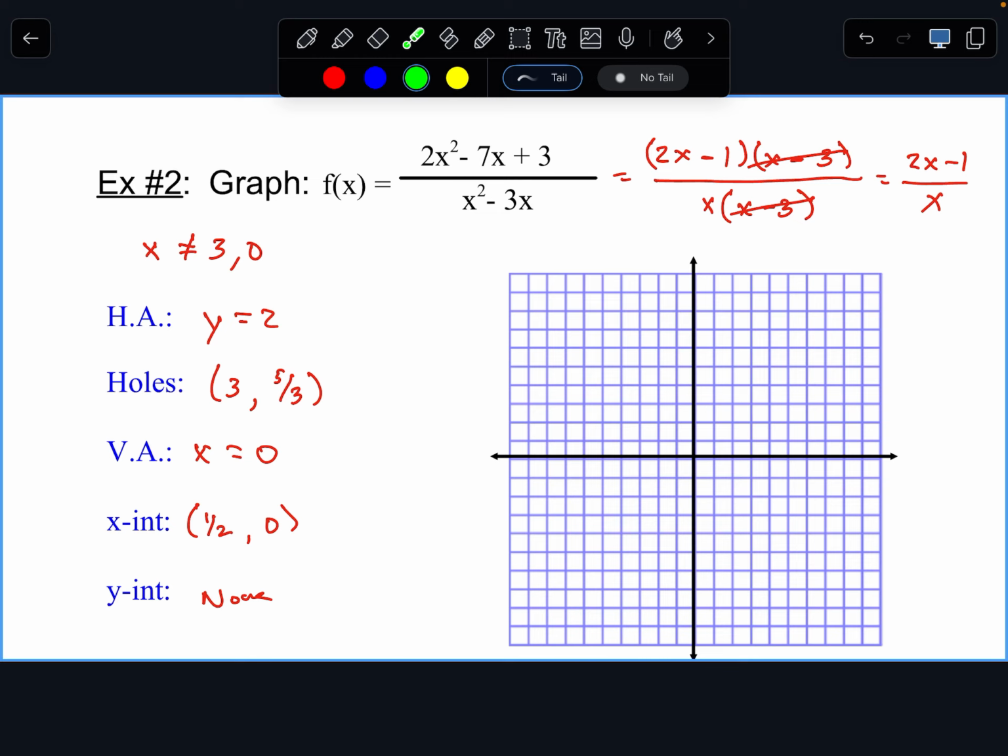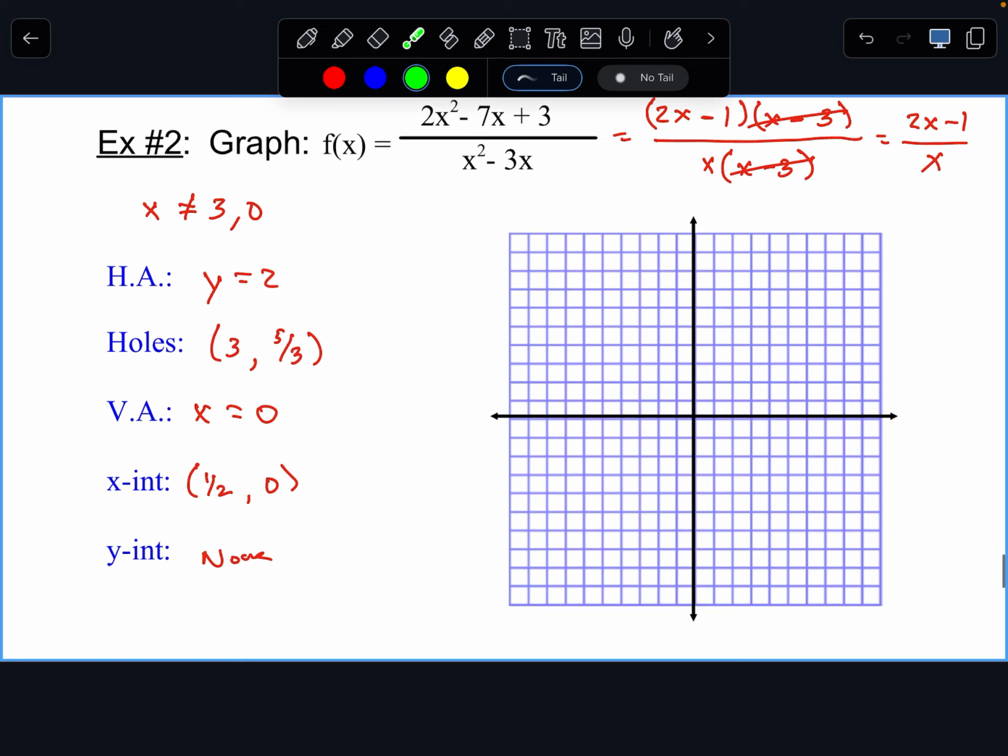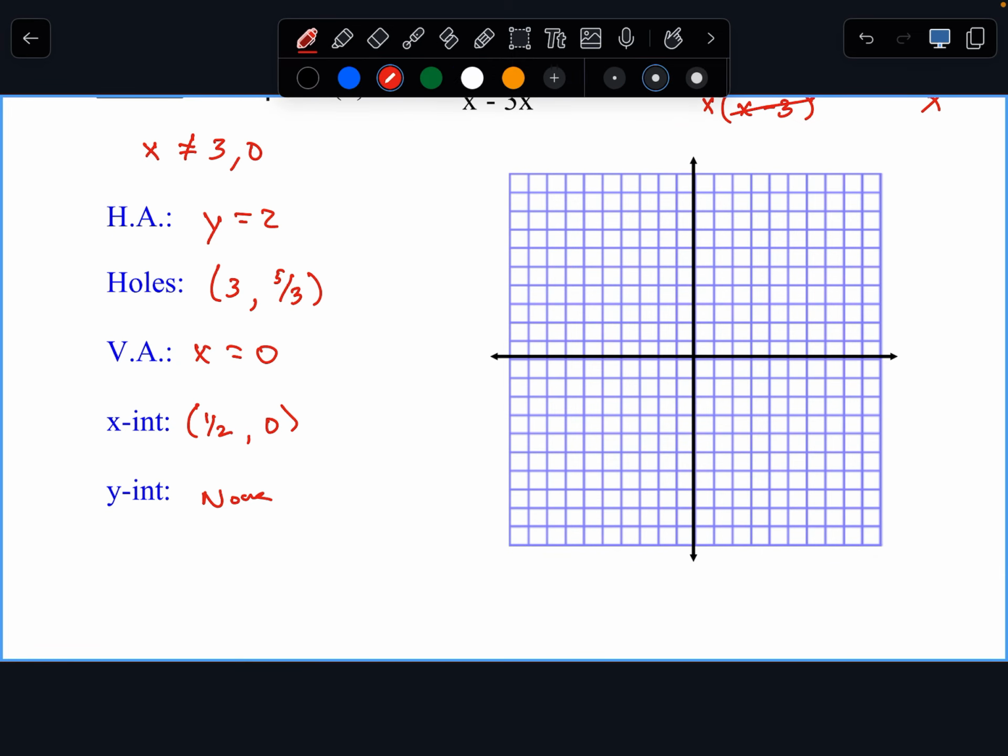Now let's take the information and put it on the graph. Okay. So y equals 2, horizontal asymptote. There's the first part. We can put the hole at 3. 5/3 is 1 2/3, so it's just below the horizontal asymptote. We are about right there, somewhere in that vicinity. x equals 0. That's the y-axis. There's your vertical asymptote. X-intercept, we can plot that. 1/2, 0. We can put that point right there.